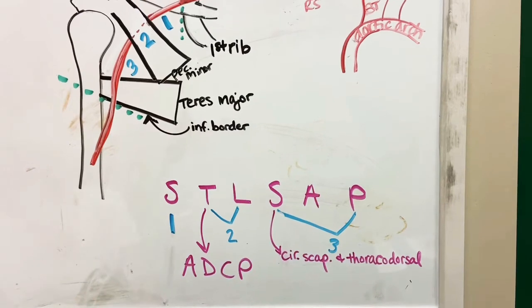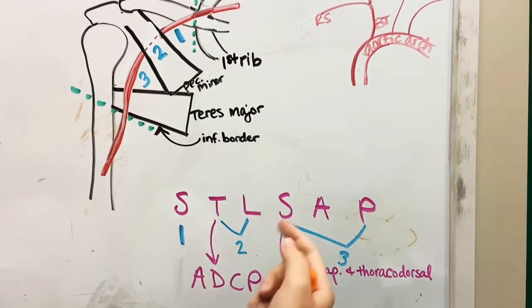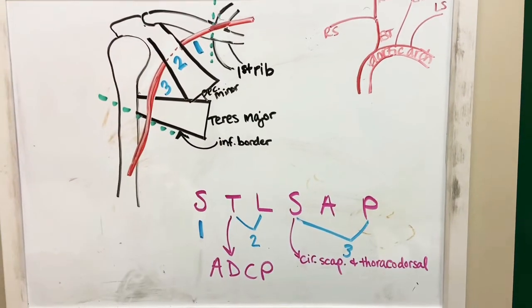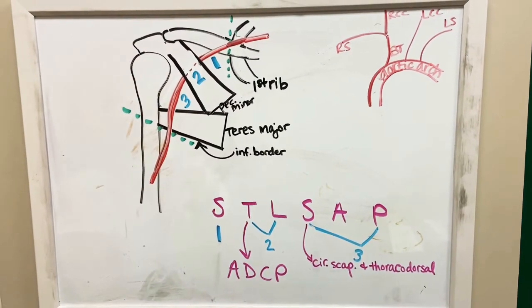So those are just things to help distinguish in lab. But generally you want to look for one that's running anterior or the posterior diving deep behind. And those are going to be the branches of your axillary artery.